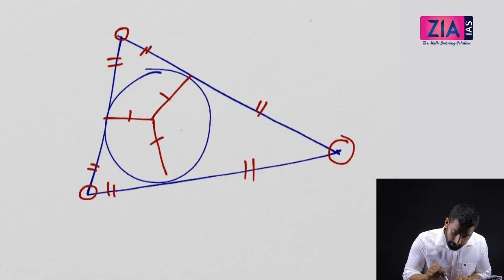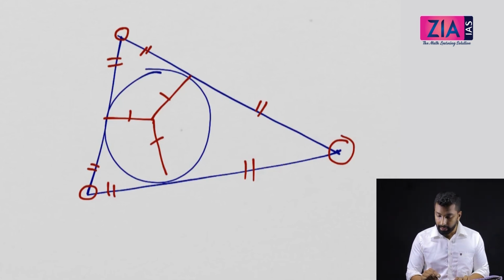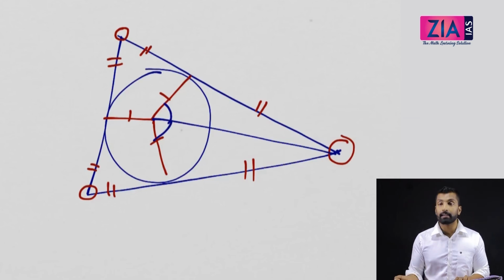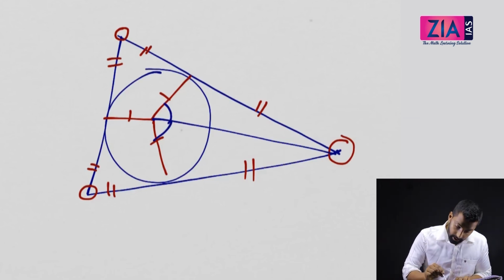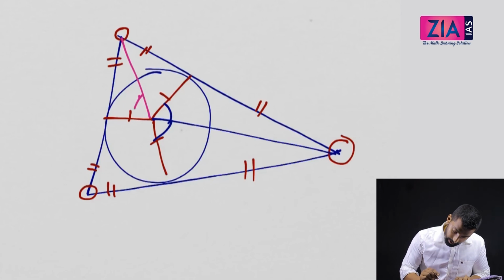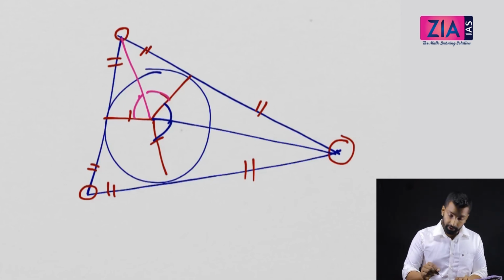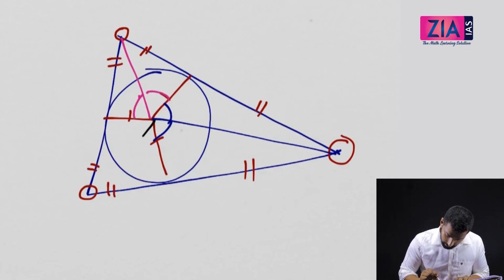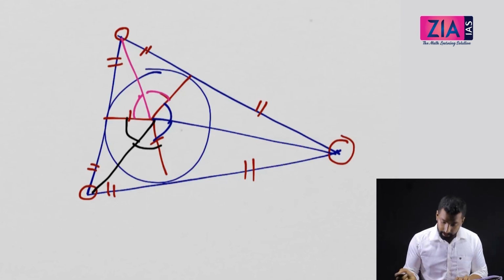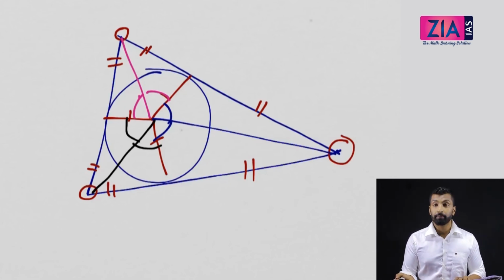And now if you use the diagonals as the angle bisectors: if you take this diagonal, these angles will be equal. Then if you take this diagonal, these angles will be equal. Then if you take this diagonal, these angles will be divided equally.